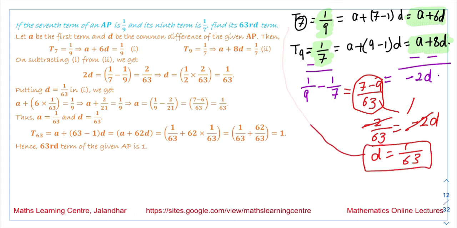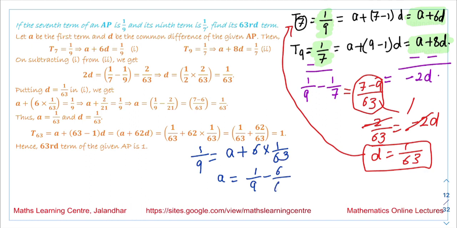Now if we substitute this value of D in the first equation, we get 1 by 9 is equal to A plus 6 into 1 by 63. So the value of A we get is 1 by 9 minus 6 by 63. This is equal to, 63 is over here, 7 minus 6, that is equal to 1 by 63. So we are saying A is 1 by 63, D is 1 by 63. Both these values are 1 by 63.